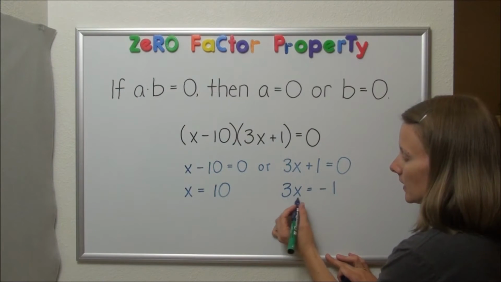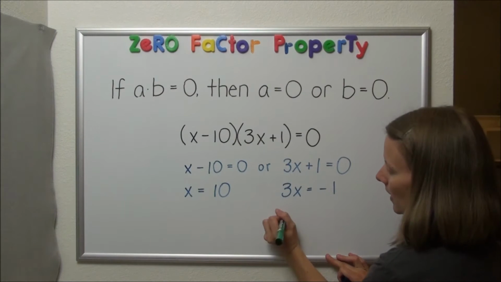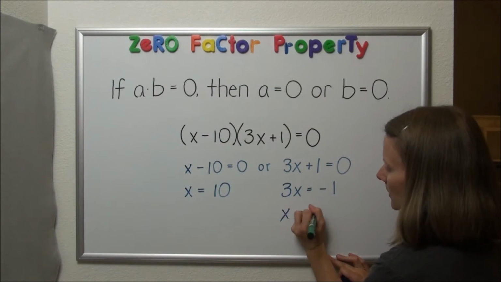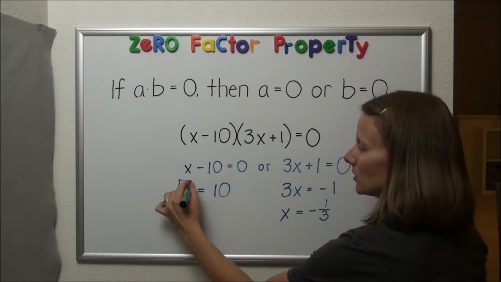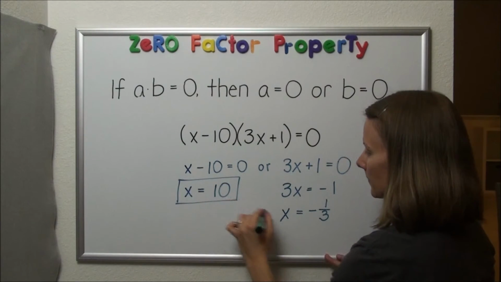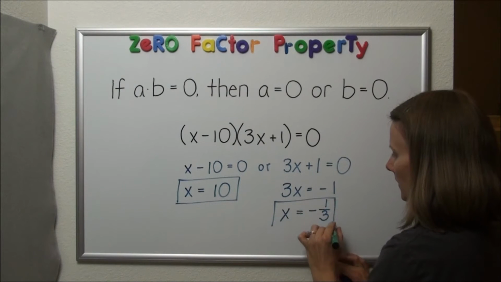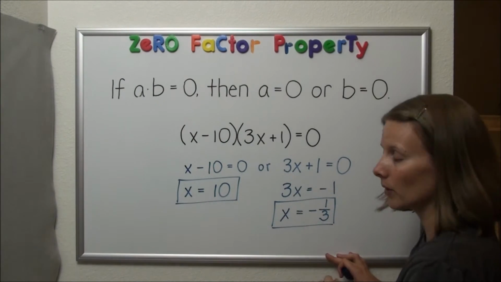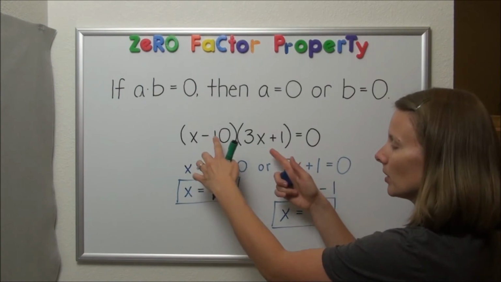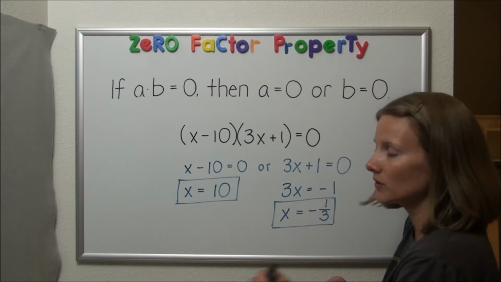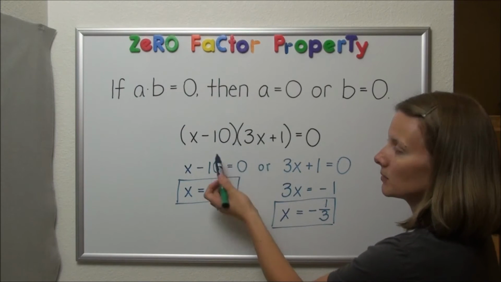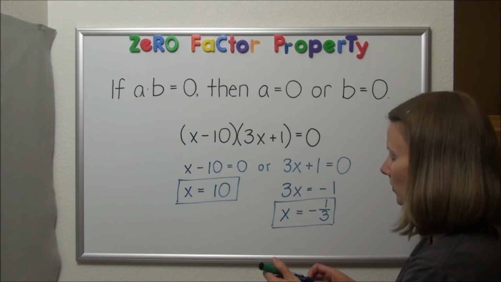And then to isolate the x, I'll divide both sides by that 3. I get x equals negative 1/3. So again, I get two solutions for x. I have a 10 and I have a negative 1/3. And again, if you wanted to, you could plug those in for x. You can check your answer. These are the only two values for x that would cause this product to become 0. So those are our two solutions.